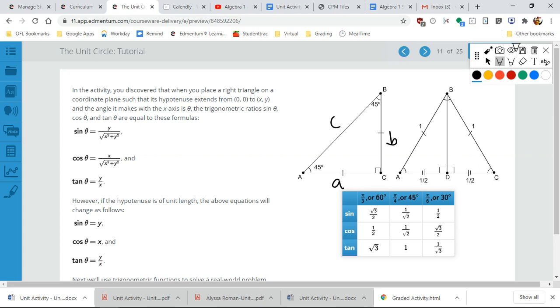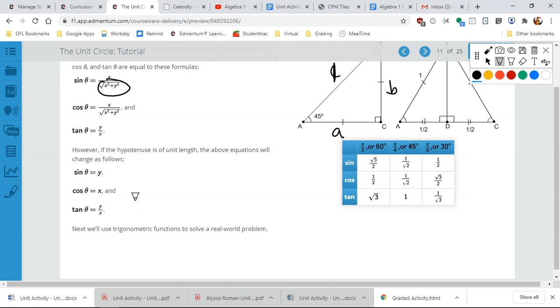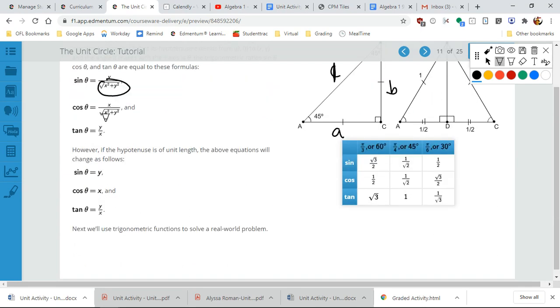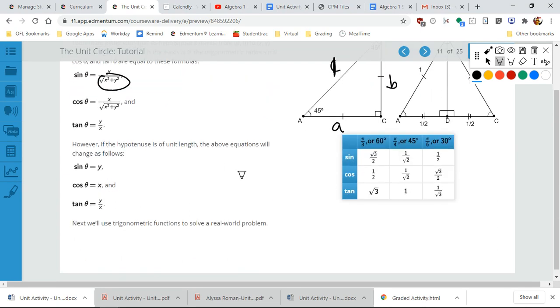If we look here, this is just going to be a squared plus b squared equals c squared. So this is our c, our hypotenuse. But in a unit circle, our hypotenuse is always 1. So our sine is always y, and our cosine is always x. So that's why this is happening. And tangent just ends up being y over x. So these are just rules.